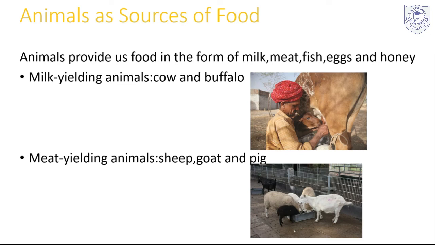Now we'll come to animals as a source of food. Animals provide us food in the form of milk, meat, fish, eggs, and honey. The milk-yielding animals are cow and buffalo. So, where do we get milk from? From the cow and buffalo. And the meat-yielding animals are sheep, goat, and pig. So we usually get meat from these animals.